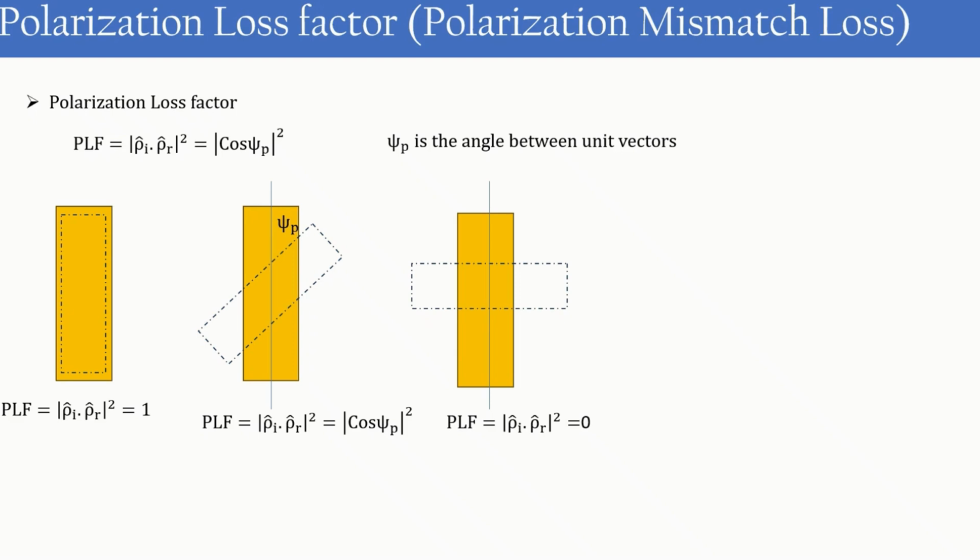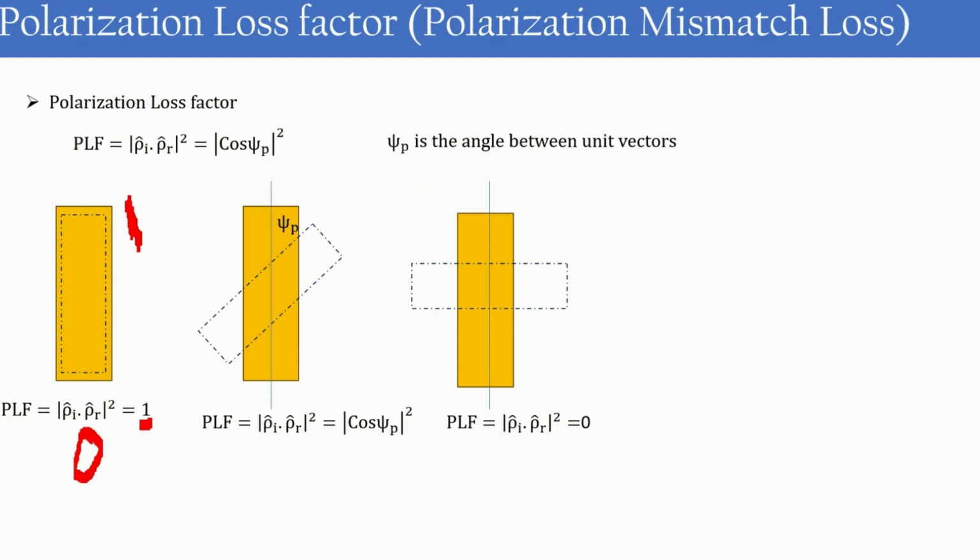Here you can see that both the receiving antenna and the incident wave are in the same polarization, that is, both are vertical. Both signals are in the same direction. So in this case, the angle phi_p is equal to 0. It will give the polarization loss factor as 1. In dB, it will be 0 dB. That means that if both the receiving antenna and the incident signal are in the same polarization, they will be aligned and there won't be any loss.